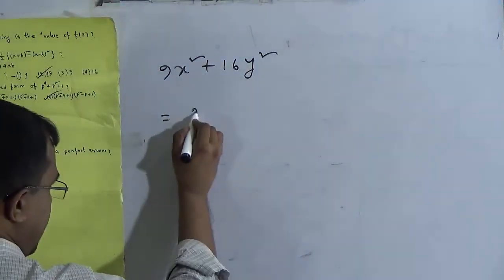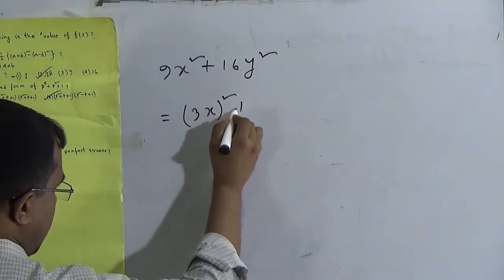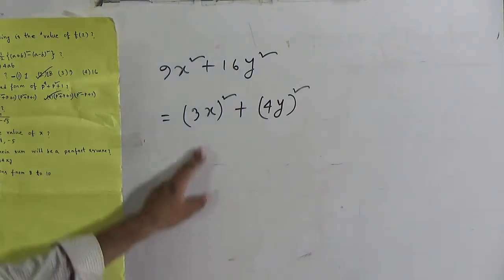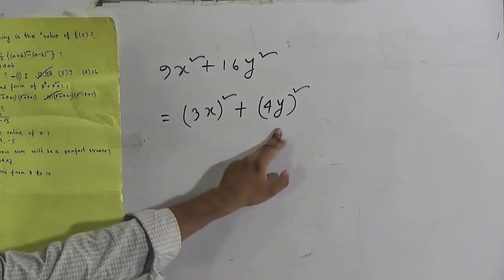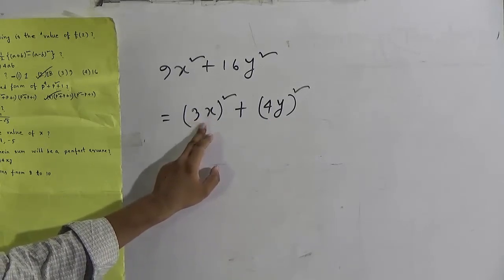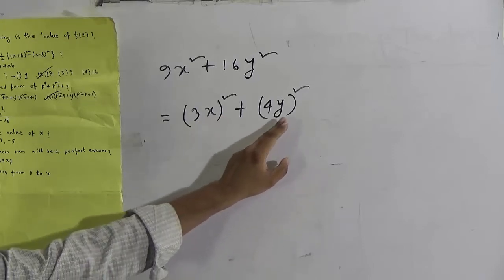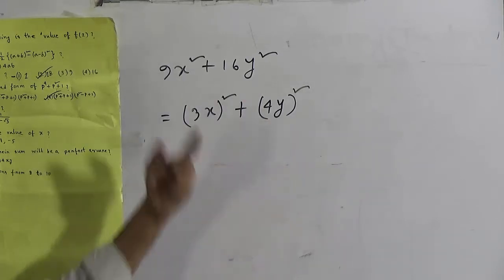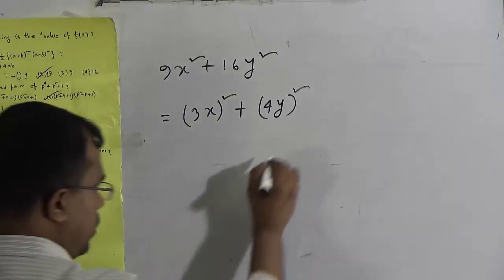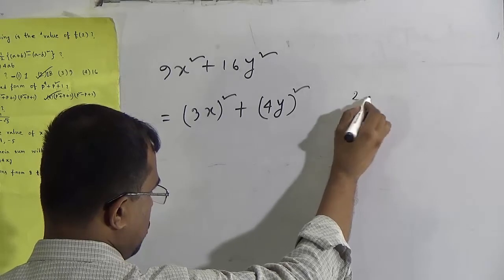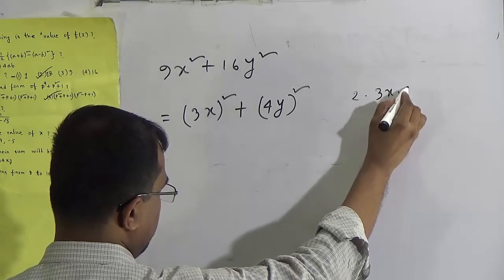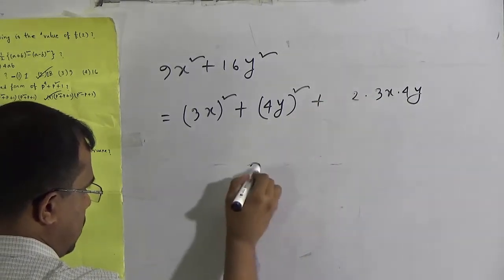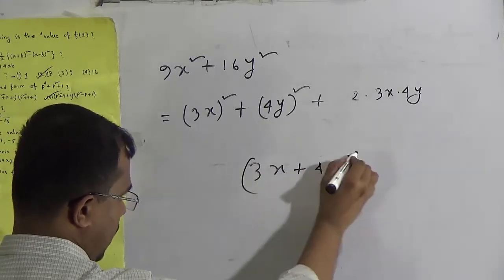Here instead of 9x square we can write (3x) whole square, and instead of 16y square we can write (4y) square. If we consider 3x as a and 4y as b, then we can get a square plus b square. If we take another term 2ab, that means a square plus b square plus 2ab, then we can write it as (a plus b) square, it will be a perfect square. So we need a term 2 into 3x into 4y. If we add this term to this expression, then we can write it as (3x plus 4y) whole square. This is a perfect square.